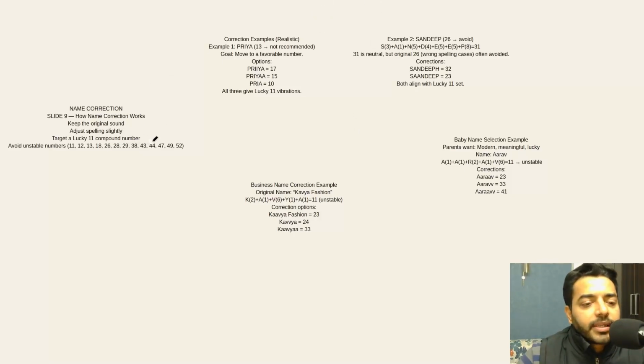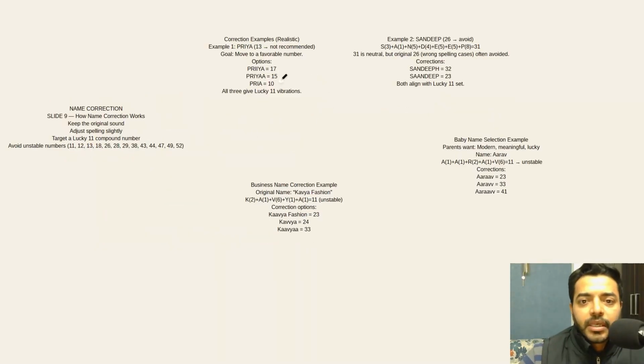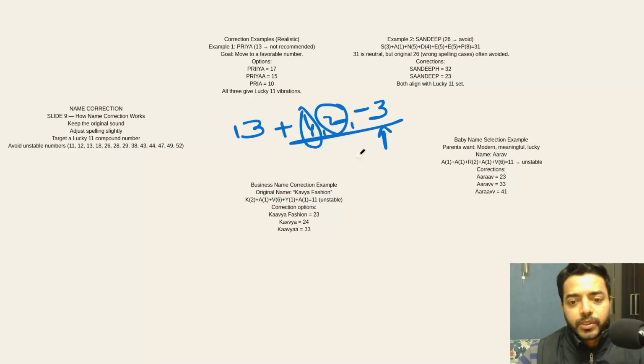Okay, so name correction examples. Let's say Priya is 13, right? Now what is the lucky number you want to reach? Let's say 17, 15 or 10, because Priya is right now 13. You need either 4 or 2 or -3. That means you either have to add a character which has 4 or 2, or remove a character which has a value equal to 3.